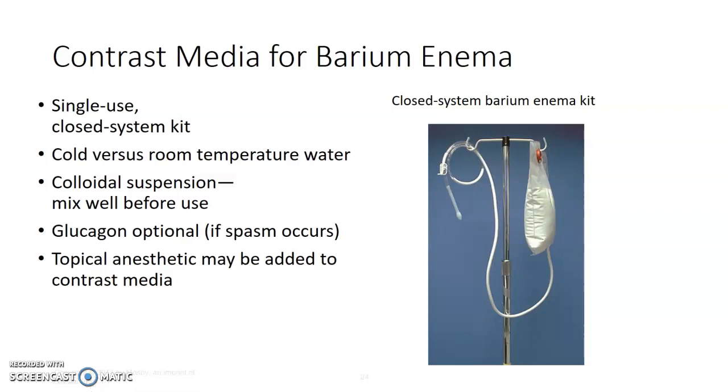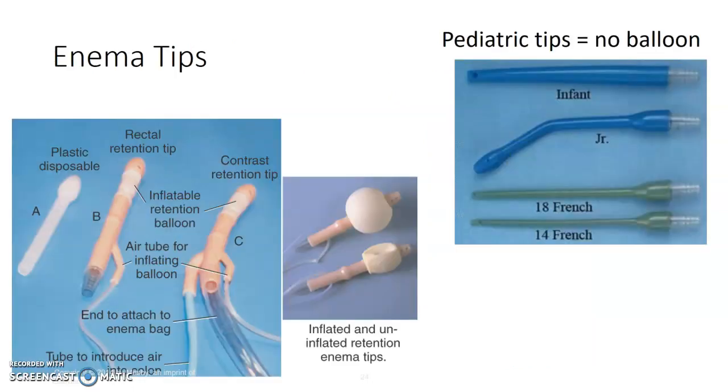I think at our clinical site, you have to mix the barium first and then pour it in, right? These were out of stock at the moment, but depending on where you are or what we have in stock, you want to mix it really well. Glucagon, we do not use at our clinical site, but it is in your textbook as an option. If there are severe spasms, the doctor can give the patient glucagon to help with the spasms, and topical anesthetic may be added to the contrast media. I've never seen that done, but it is a possibility.